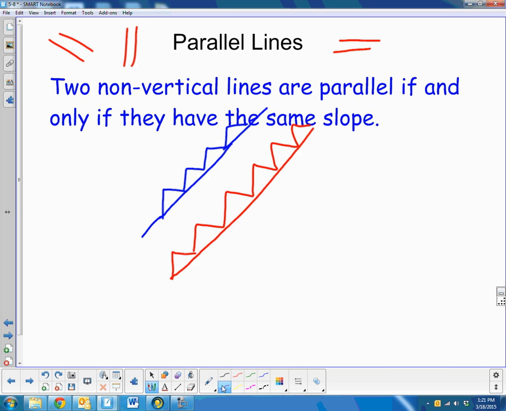It does have this little detail in here, this non-vertical part. Remember that if you have a vertical line, the slope of that line is undefined. So you can't say that these two have the same slope. It's undefined. It just doesn't work like that. And so two non-vertical lines are parallel if they have the same slope. So let's use that information to our advantage. We know that if they have the same slope, they must be parallel.